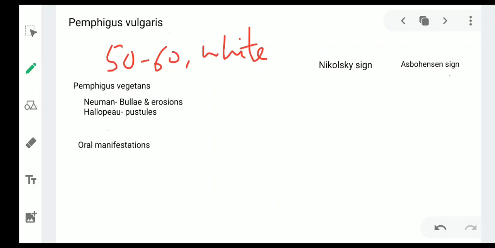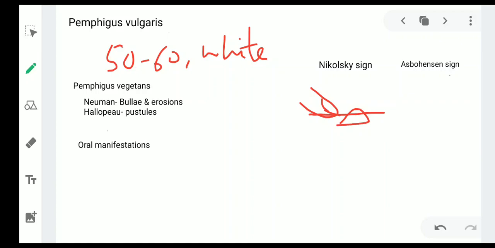Now we have signs in pemphigus vulgaris. The first is the Nikolsky sign. If we have normal skin here and we apply pressure on it, in this condition a vesicle will be formed where the pressure was applied, which was apparently normal skin. So a vesicle is formed. This is the Nikolsky sign.